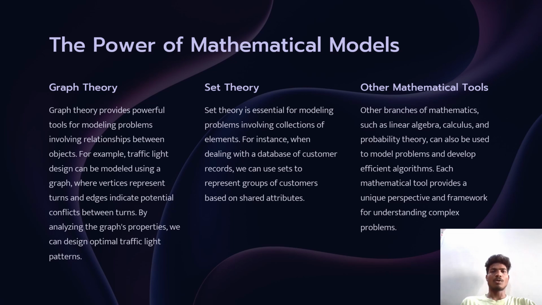So, power of mathematical models. Graph theory. Graph theory provides a powerful tool for modeling problems involving relationships between objects. For example, traffic light design can be modeled using a graph where vertices represent turns and edges indicate potential conflicts between turns. By analyzing the graph's properties, we can design optimal traffic light patterns.